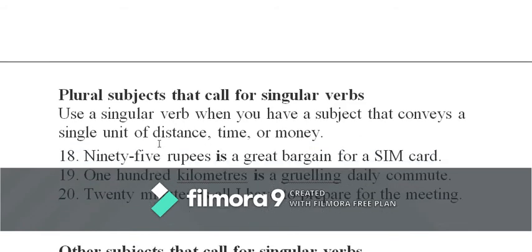For example, 95 rupees, it is considered as one subject. Total, it is considered as one subject. So 95 rupees is a great bargain for a SIM card. Next one, 100 kilometers. Now 100 kilometers, again it's a unit of measurement. Together it is considered as one subject. So the verb is: a grueling daily commute.